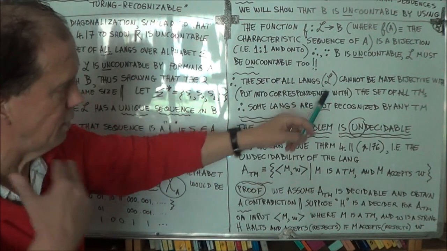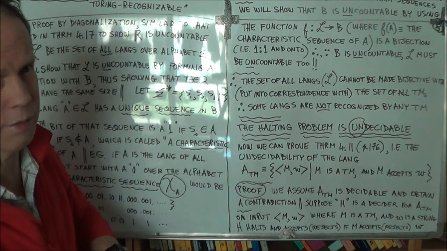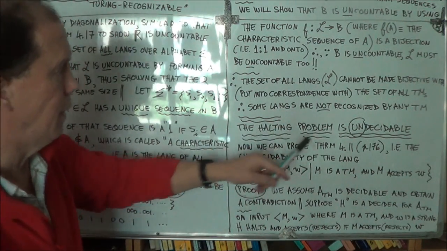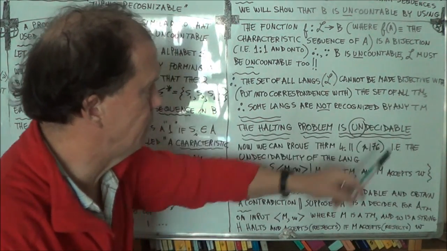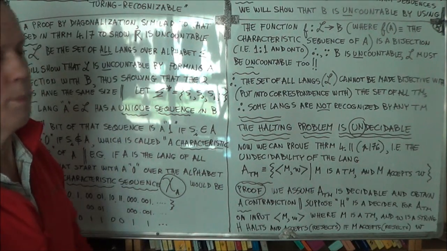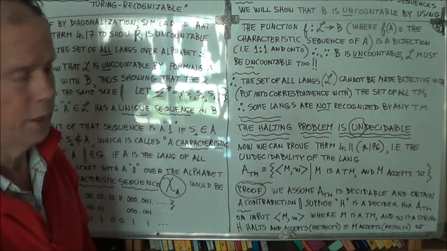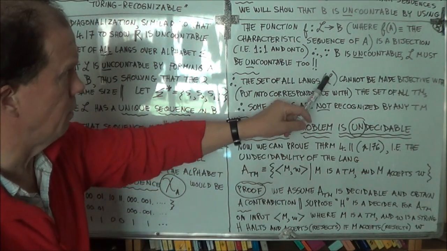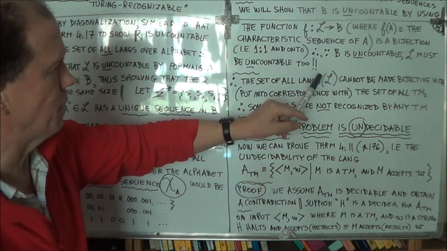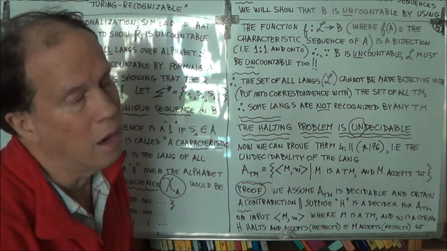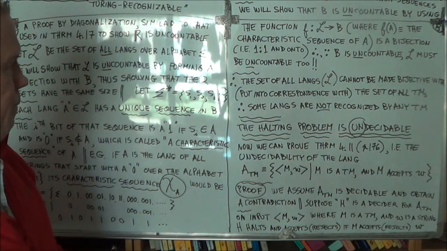So in other words, there's no bijection or no correspondence possible between the set of languages and the set of all Turing machines, because the set of Turing machines is countable, and the set of languages is uncountable, and the set of languages is uncountable because it's isomorphic with the set B, which is uncountable. Have you followed all that? All right.